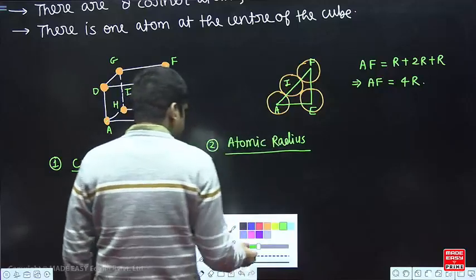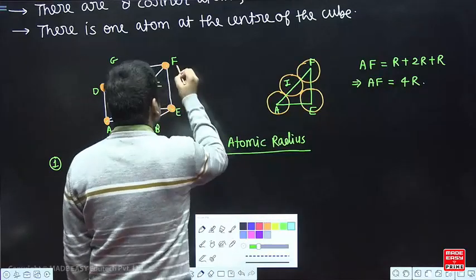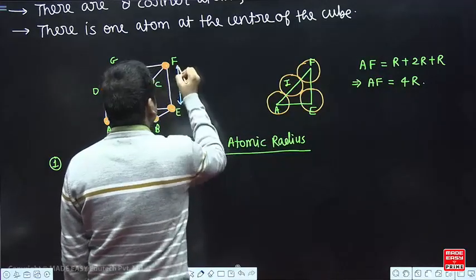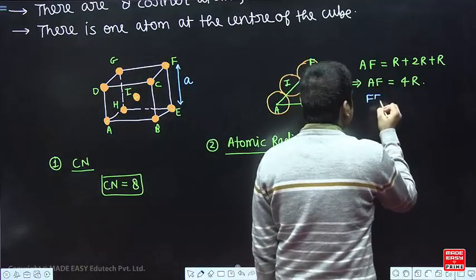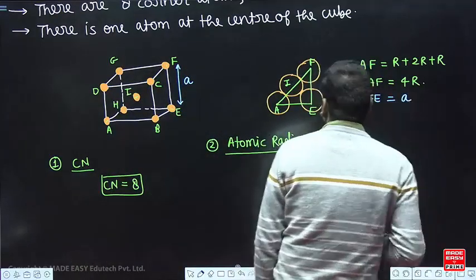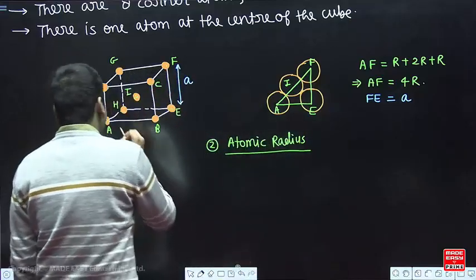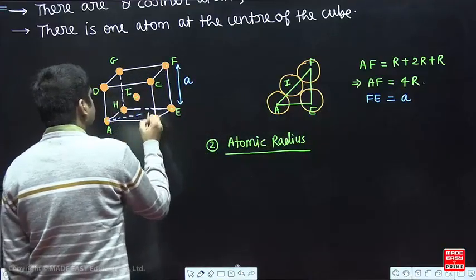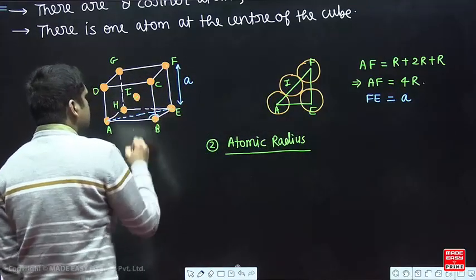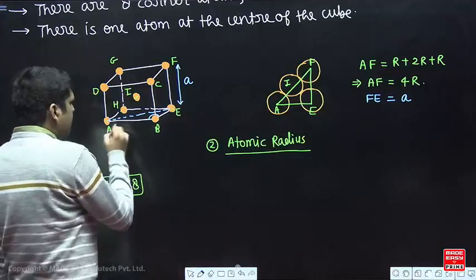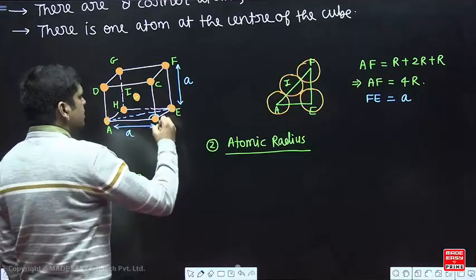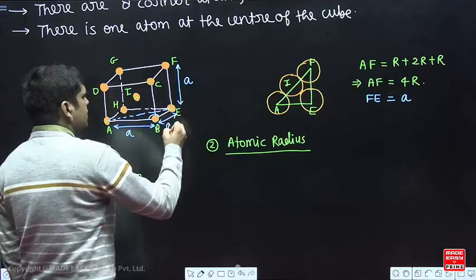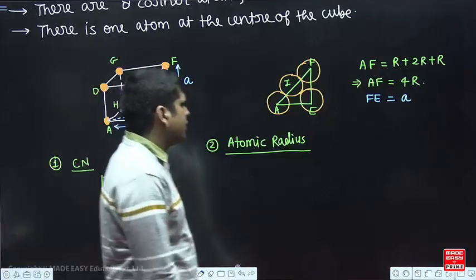What is FE? FE is the dimension of the cube, that is A. So FE is A. What is AE? AE is this dimension you see. This angle of the cube is 90 degrees. So in triangle ABE, AB is A, the dimension of the cube, and BE is A. So AE can be calculated.